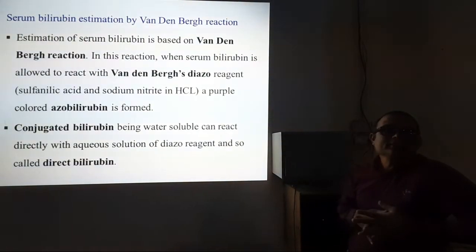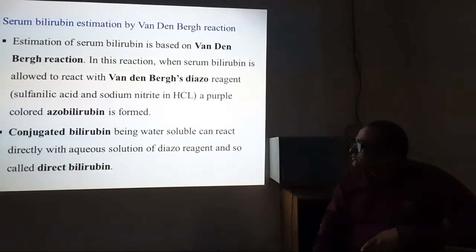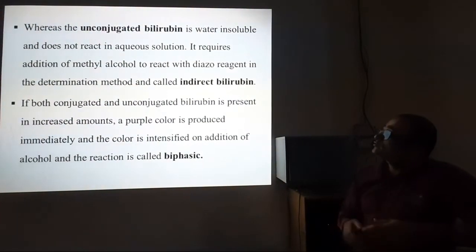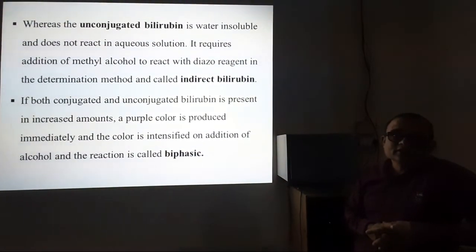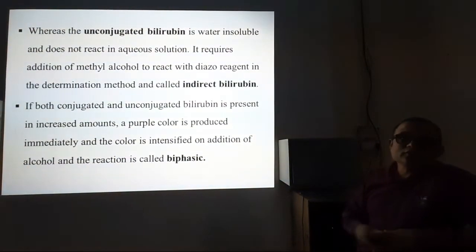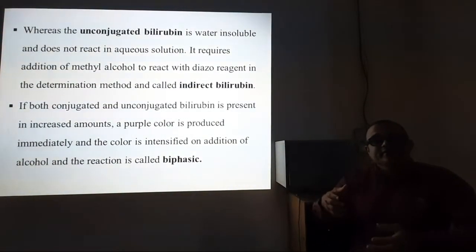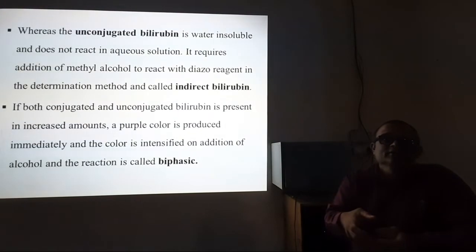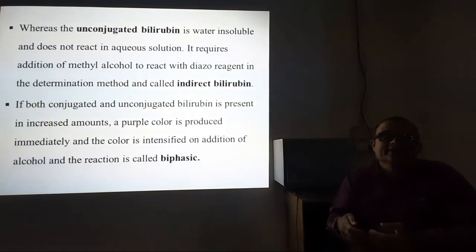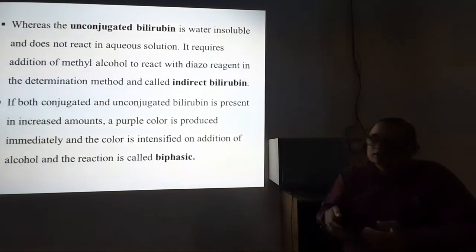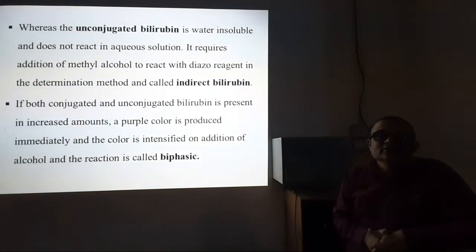Why is it called direct bilirubin? Because it is directly soluble in water. It doesn't need addition of methanol. Then the unconjugated fraction, which did not react previously with the aqueous solution of diazo reagent: in the next step we add methanol. In the first step we added diazo reagent to the bilirubin and conjugated bilirubin has already reacted. Now we add methanol. Methanol acts as a solvent and dissolves the unconjugated bilirubin and intensifies the purple color. That is the indirect bilirubin.